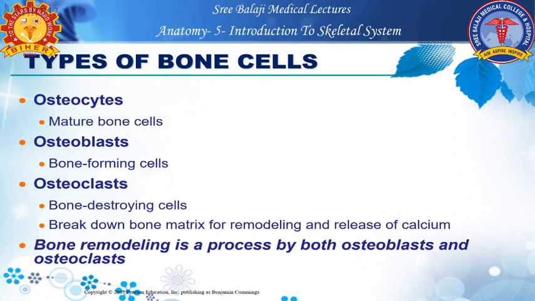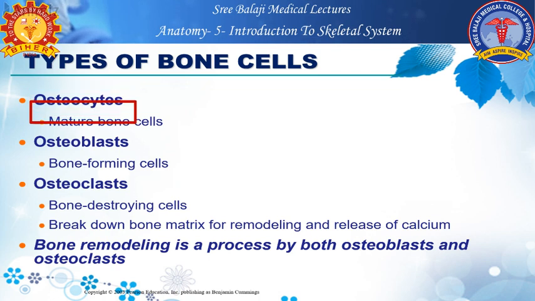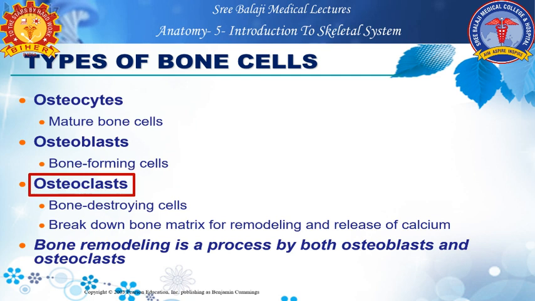Types of bone cells. This is what we already saw. The osteocytes are the actual mature bone cells. Osteoblasts are the bone forming cells, and the osteoclasts are the cells which help in bone destruction and bone remodeling.